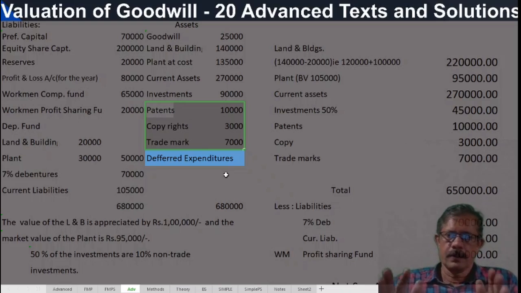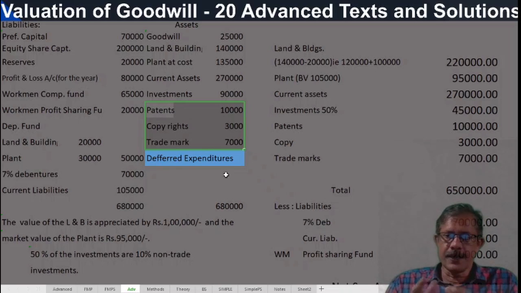Above all assets, goodwill is there. Both are intangible. We cannot see or touch. Physical substance is not there. It's very difficult to value goodwill. But these patents, copyrights, trademarks, etc., are acquired from an outside source.